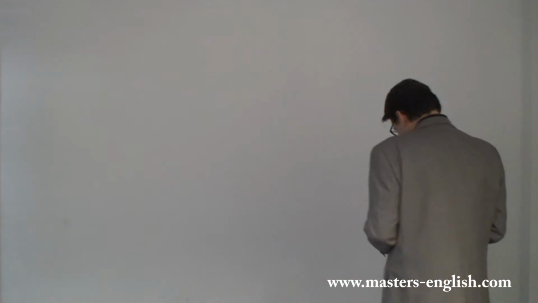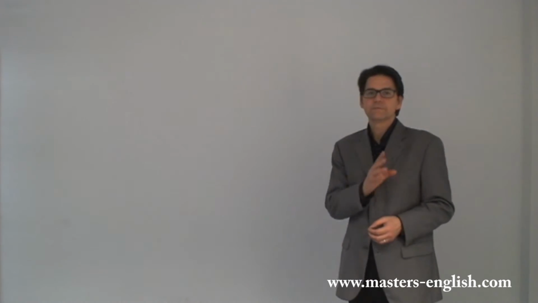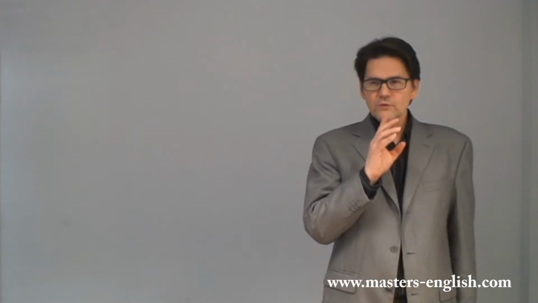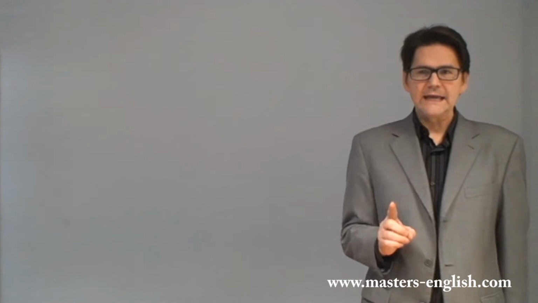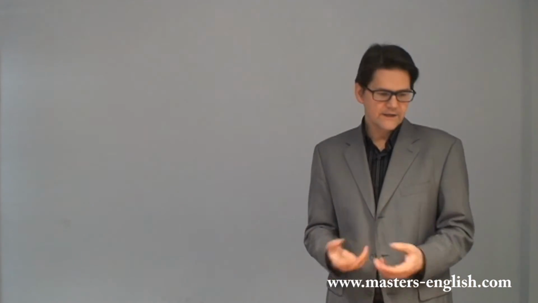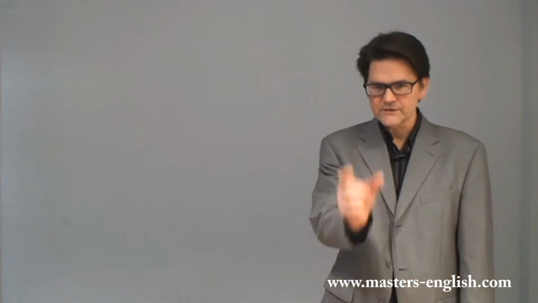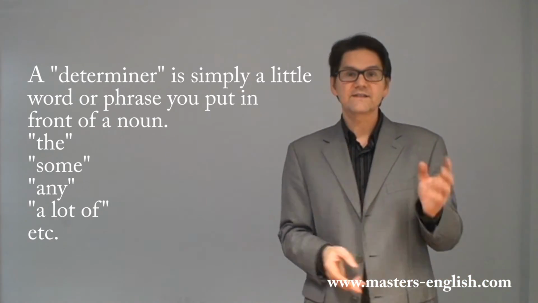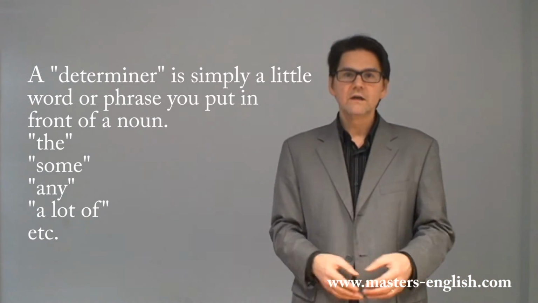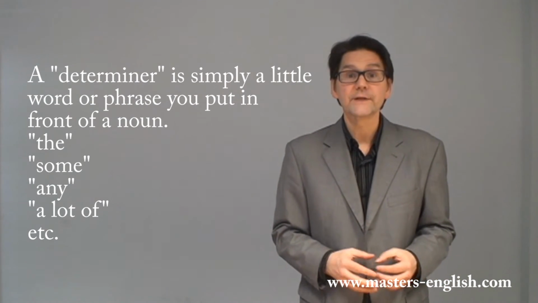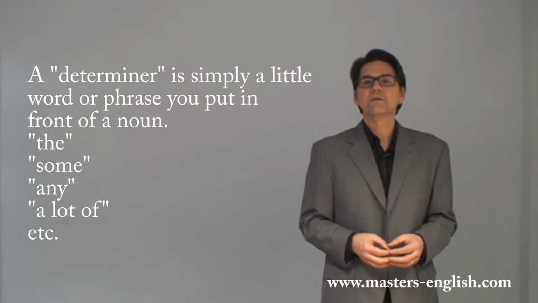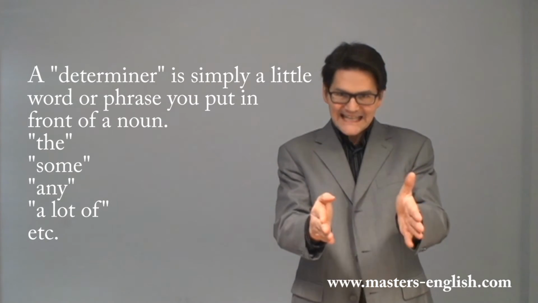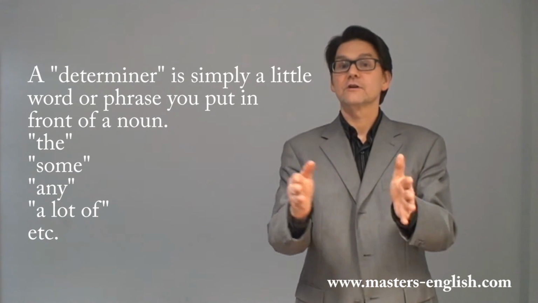Now, the last point, what do we use, do or make, with a determiner? And a determiner in this case is just a little word that you put in front of, usually it goes in front of a noun. For example, a lot of. In the sentence I have a lot of friends, a lot of is considered a determiner. Do you have any friends? Any is considered the determiner.